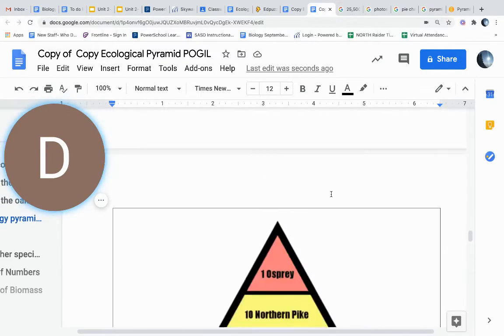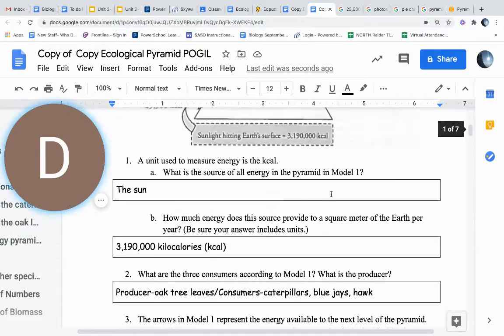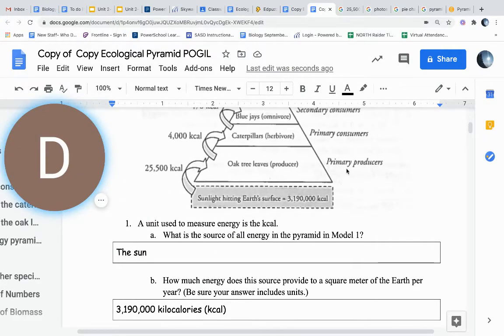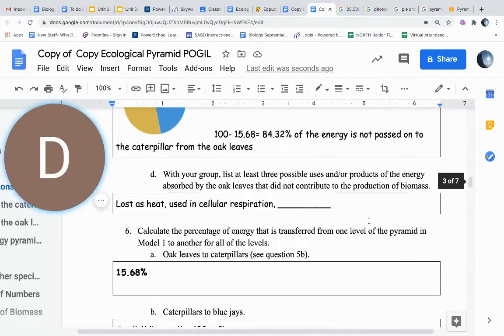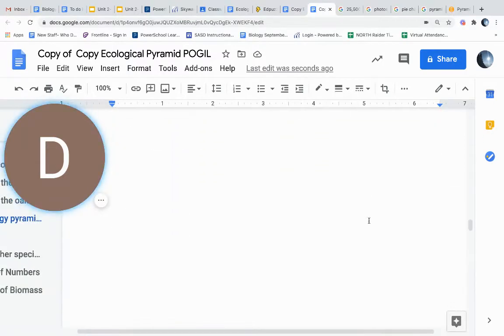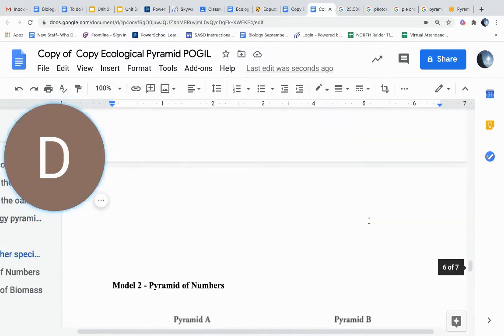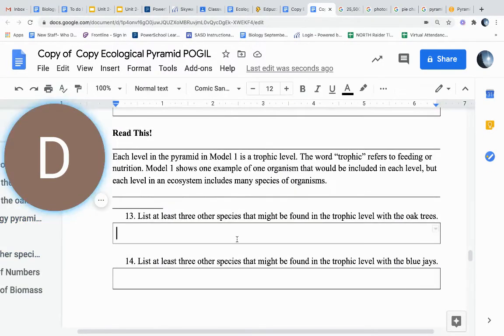All right, so if we think about the trophic level with the oak trees, they are producers. So what else could be a producer? What else could be on that first trophic level? So maybe I'll say grasses. And then name 2 other potential producers.